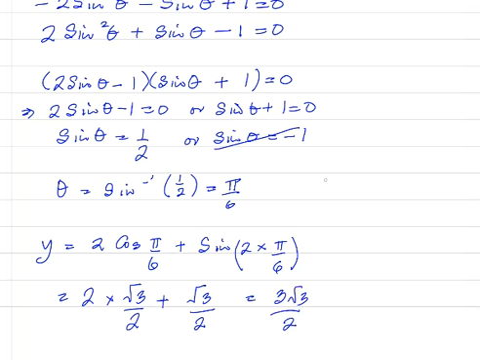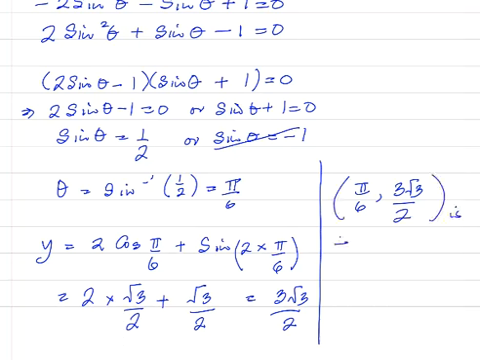So the x value is pi by 6, and the y value is 3 root 3 over 2, and this point is the stationary point. This is the stationary point.